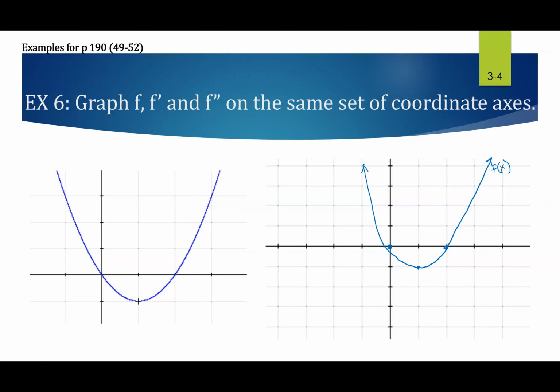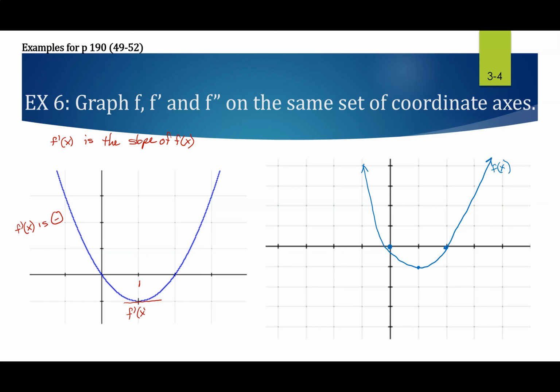Okay, now we need to think of the relationship between f and f prime. F prime is the slope of f of x. So reading the slope from left to right, we can see that f prime is a negative slope until it hits x equals 1. And at this point, notice how that's a horizontal tangent.